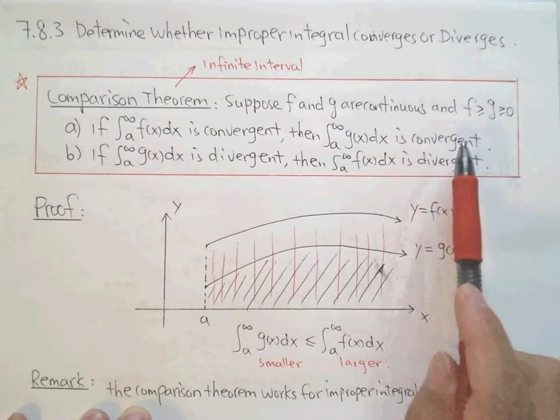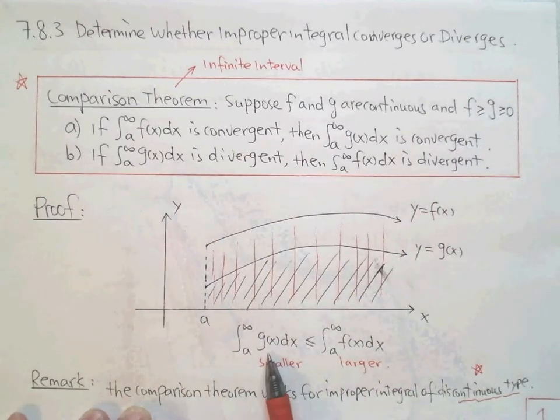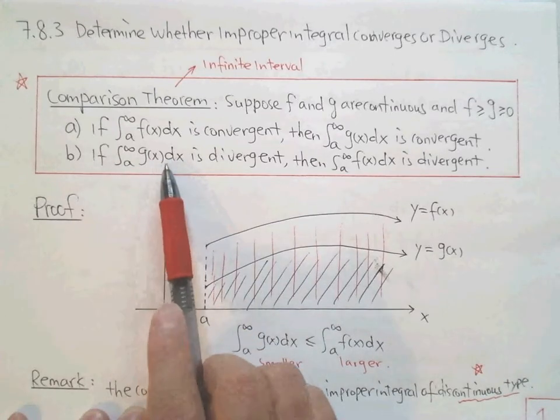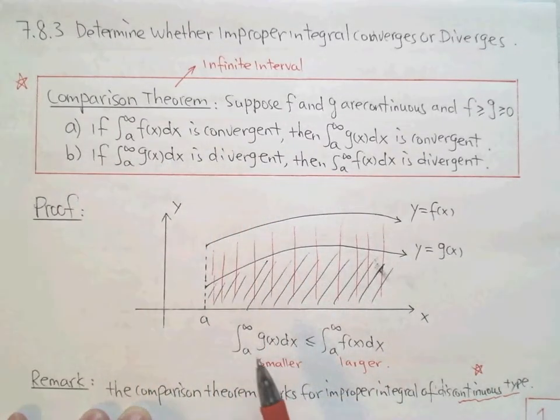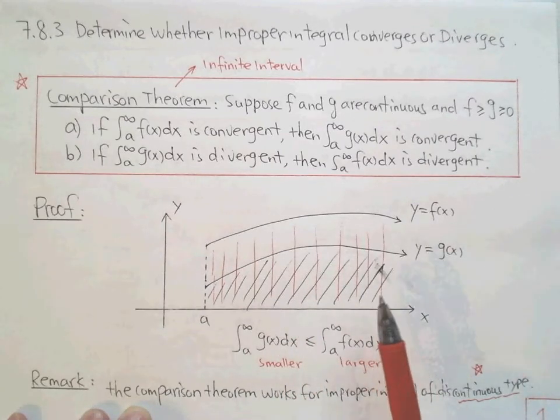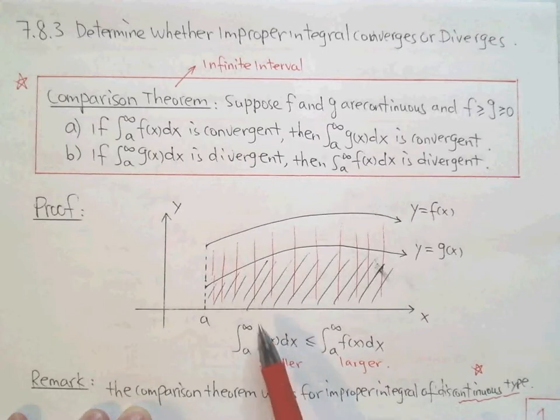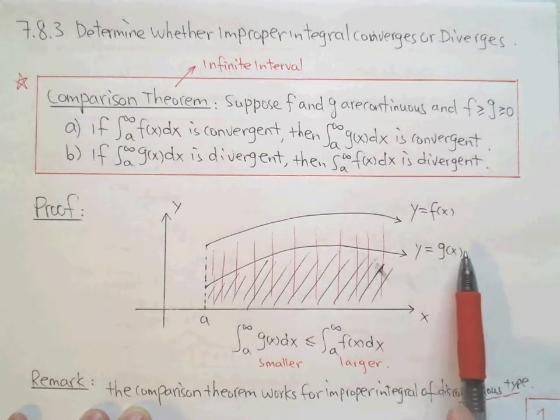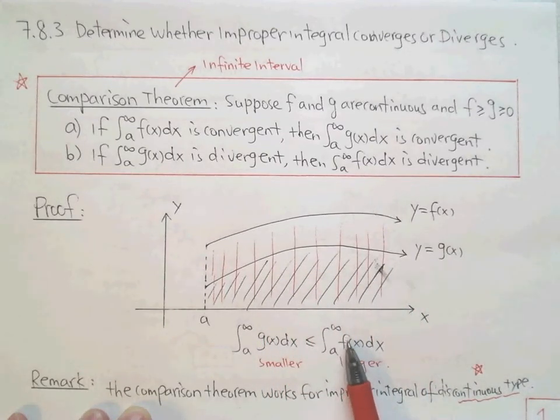And the second: if the smaller one is divergent, in the easy case going to infinity, how about the large area? Of course, it is greater than infinity. This definitely goes to infinity. The smaller one is infinity, so the larger one is definitely infinity. It cannot be convergent; it is divergent.